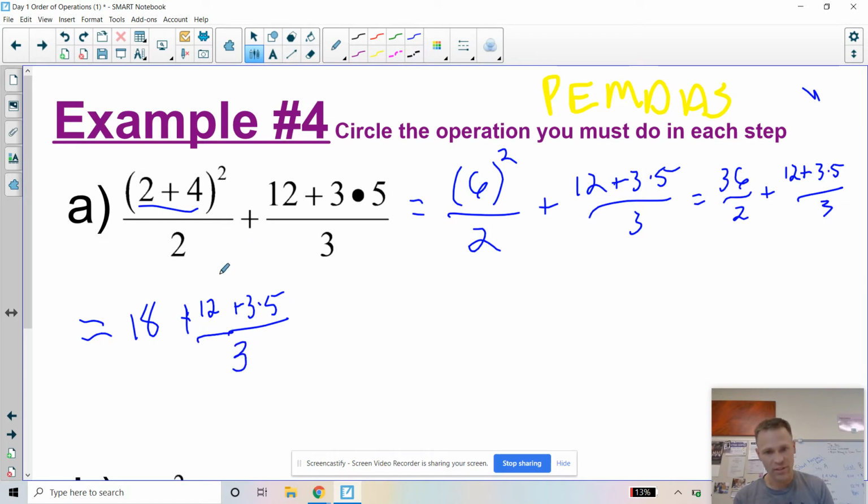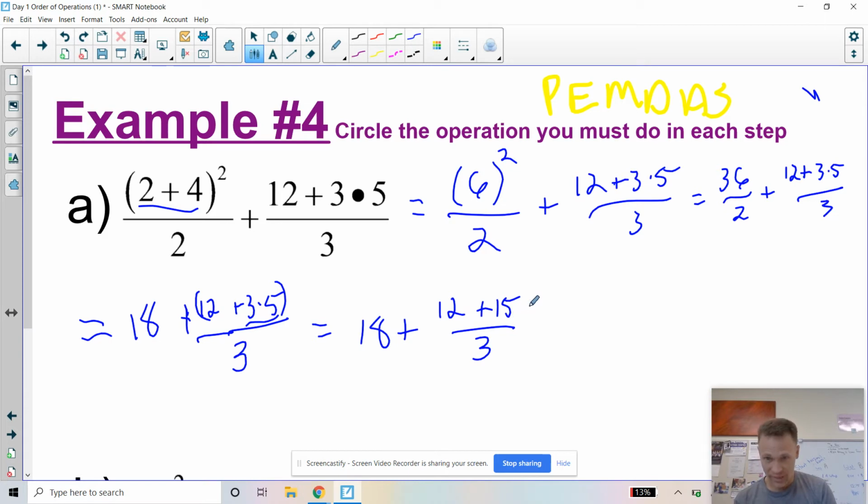So now I just have simplifying to do here. Again, I have groupings within that. Remember, the numerator is a group in its own right, and inside of that grouping, I have stuff to do. I don't have parentheses other than the grouping itself. I don't have exponents, but I do have multiplication, so I'm going to do the 3 times 5. So I have 18 plus, and then the numerator is 12 plus 3 times 5, which is 15, over 3. And now I'm just working this fraction again.